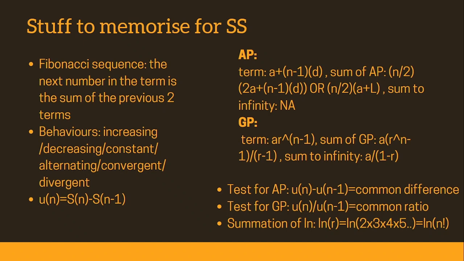Another thing is the Fibonacci sequence, where the next number is the sum of the previous two terms. In case you ever see that, it's a common sequence in mathematics in general. There are different behaviors you can use to describe a sequence, such as increasing, decreasing, constant, alternating, convergent, and divergent. Un is the sum of n terms minus the sum of all the terms before that. And for the summation of r, from r equals 1 to n, it's just 1 through n factorial.